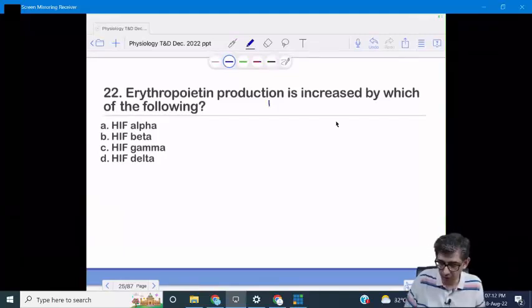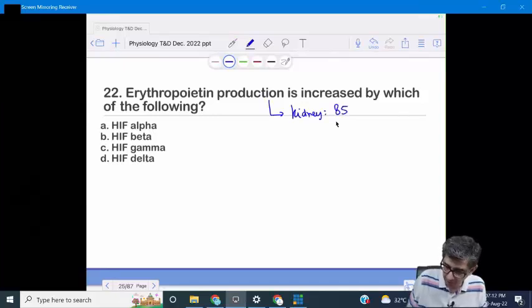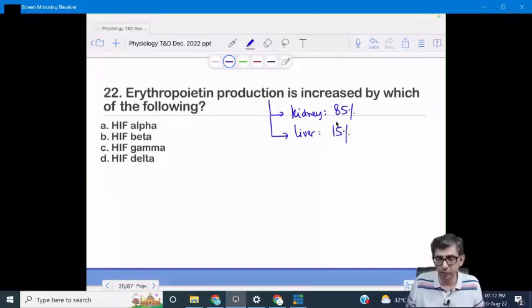Where is erythropoietin produced? Erythropoietin is produced by the kidney and by the liver. 85% of the erythropoietin in the body is produced by the kidney, and the remaining 15% by the liver. And when it comes to the kidney per se, what can you answer here about the site of production of erythropoietin?